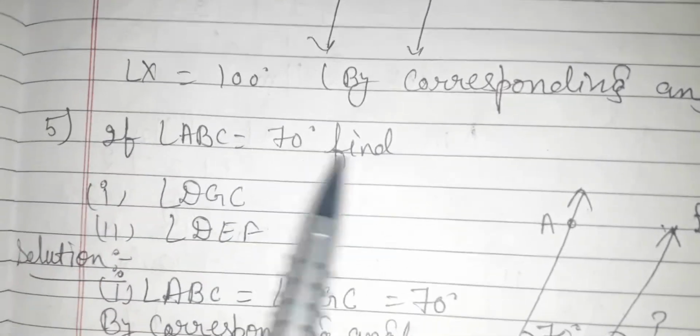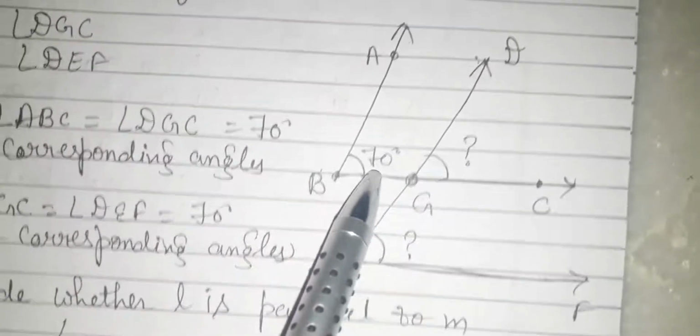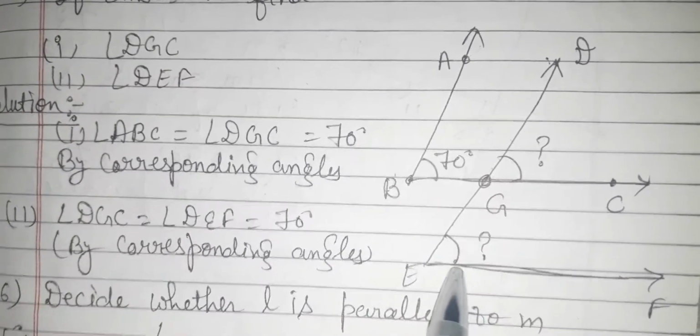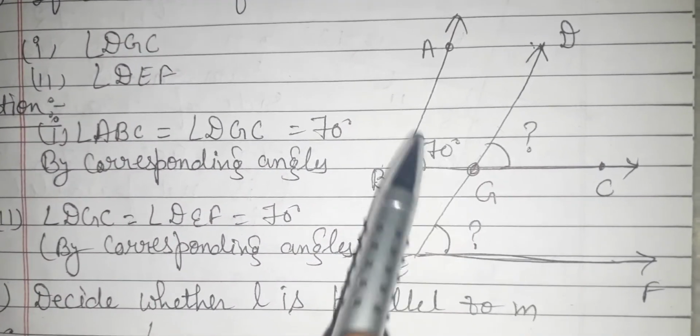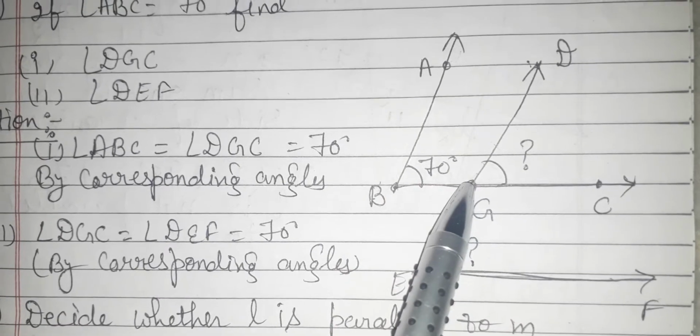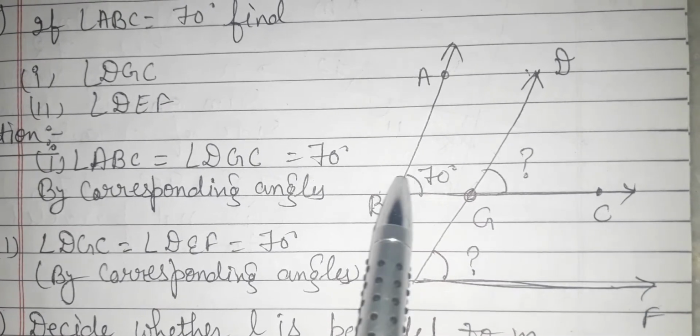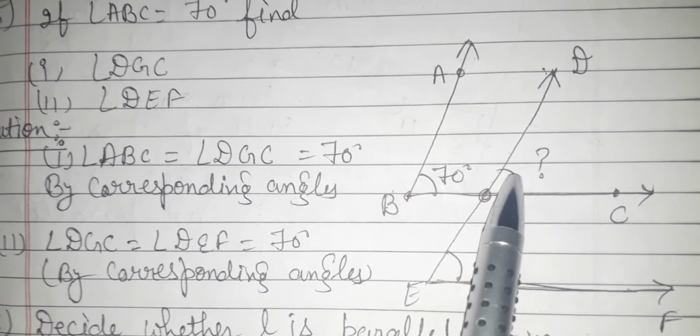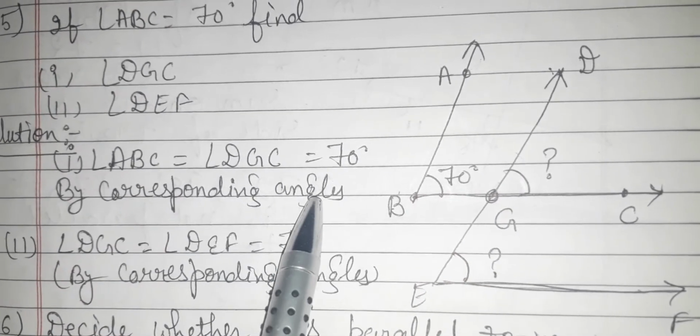If angle ABC is 70 degrees, find the value of this. Look at this figure. ABC 70 degrees is given. You have to find the value of this angle and then of this other angle. Students, look at the figure. These two lines are parallel. This is the transversal. This is 70 degrees. It means it is also 70 degrees by the corresponding angle property. It means this angle is 70 degrees.